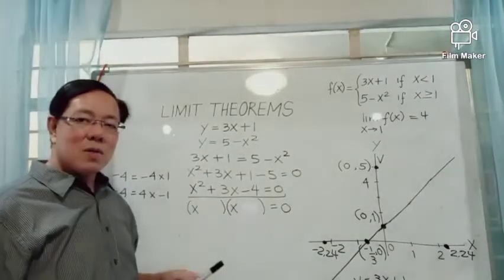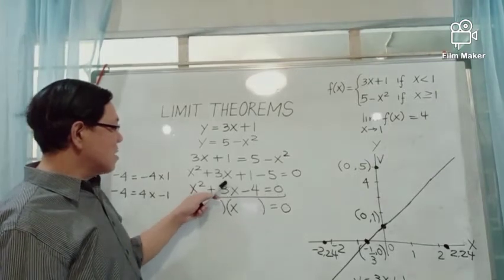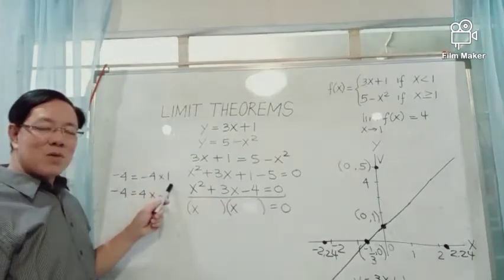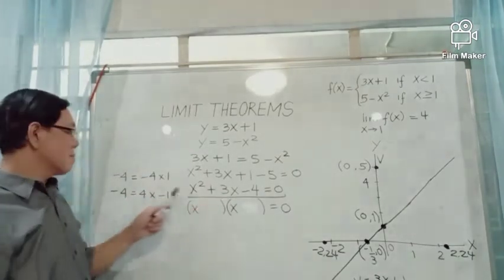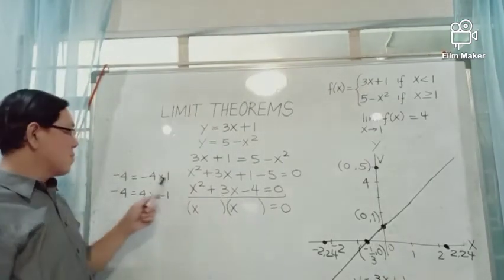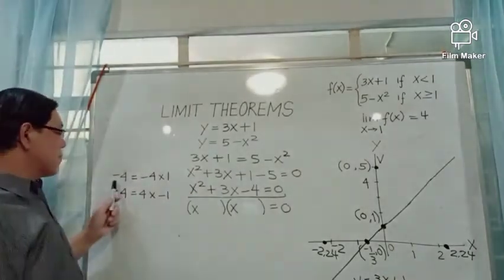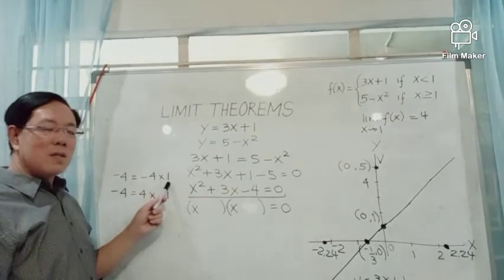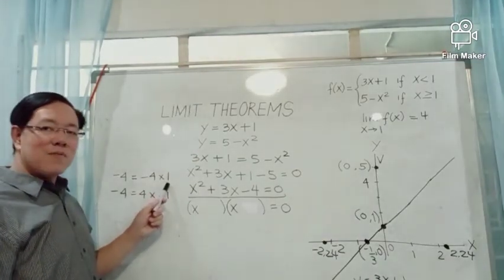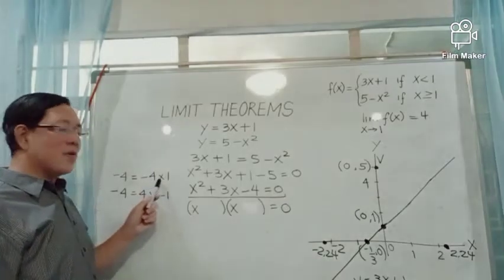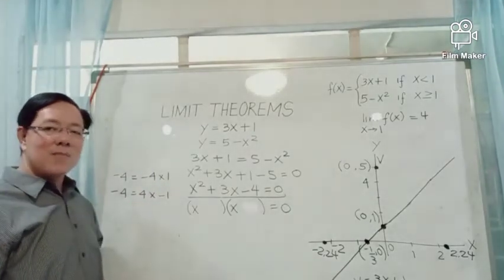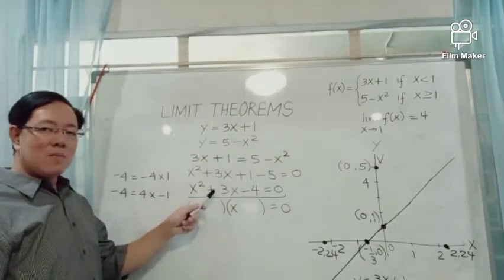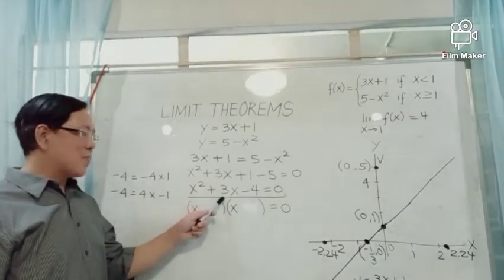But we want those factors that will give us a sum of positive 3 in the middle term. So you check which of these factors will give a sum of positive 3, the coefficient of the middle term, if you add these factors of negative 4. For the first set of factors, negative 4 and 1, if you add negative 4 and 1, you get negative 3. But negative 3 is not the coefficient of the middle term. The coefficient of the middle term is positive 3.